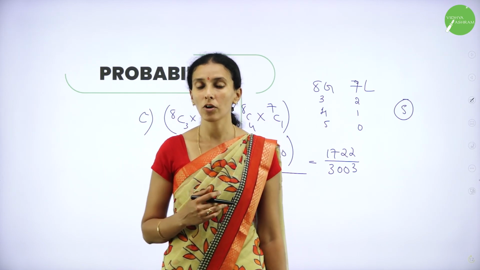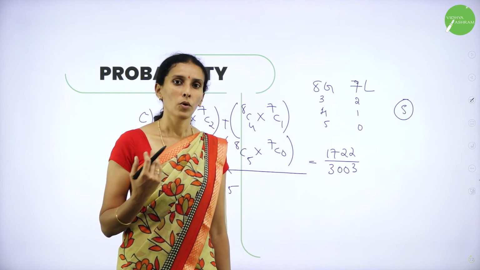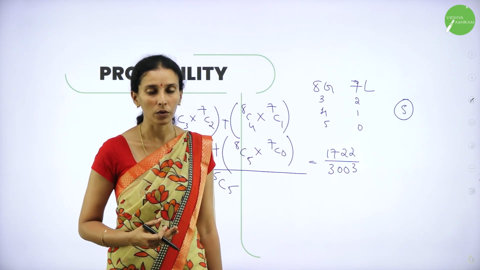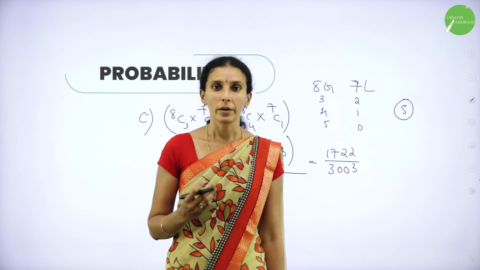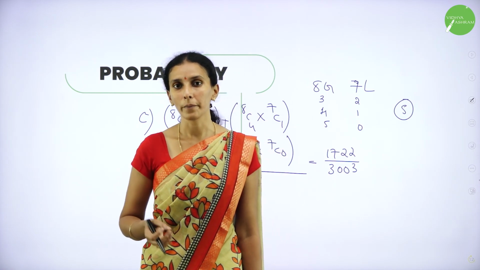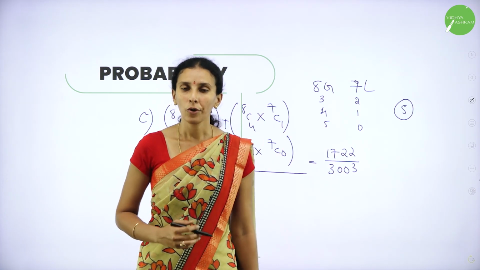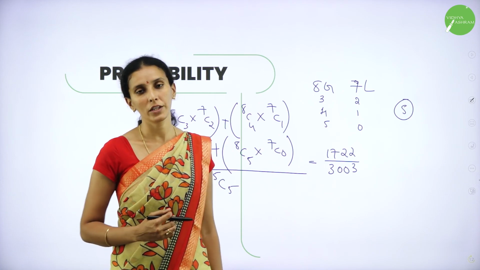Why combination? Because we are selecting more than one person, or more than one outcome here. Whenever you have to choose more than one outcome, you have to use the concept of combination. So remember all the properties of combination so that it makes the calculation simple. I hope you understood the concepts behind probability using combination.